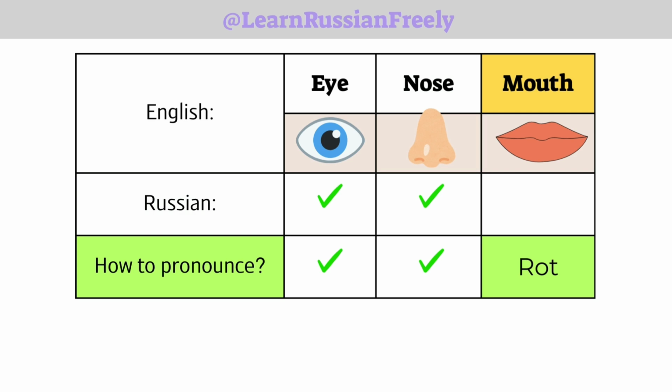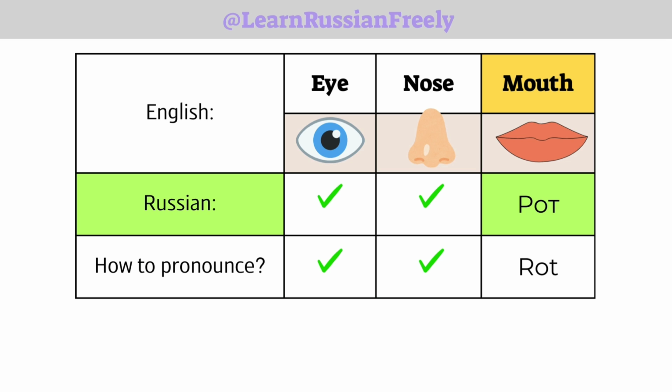Next word is mouth. How do you pronounce mouth in Russian language? You pronounce rot. And how do you write mouth in Russian language? You write rot, the same as you pronounce.